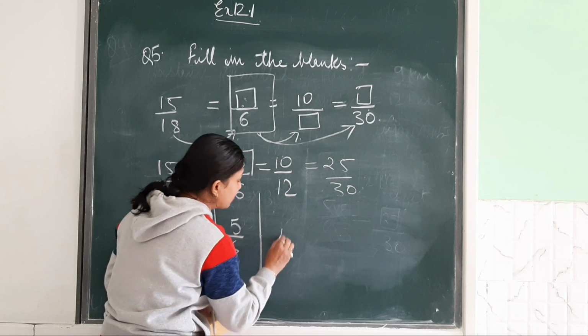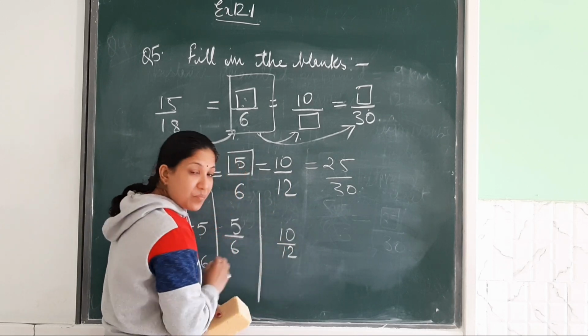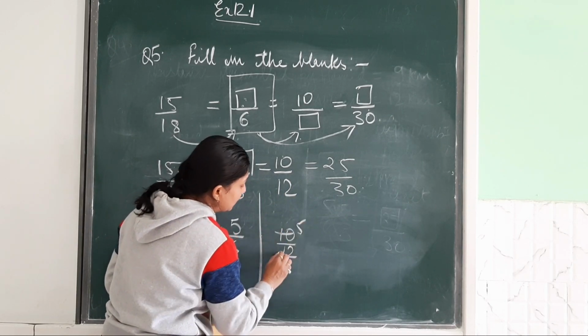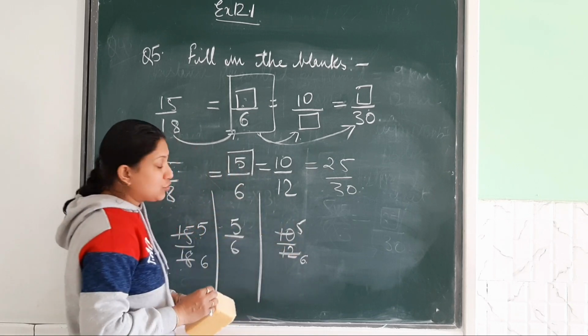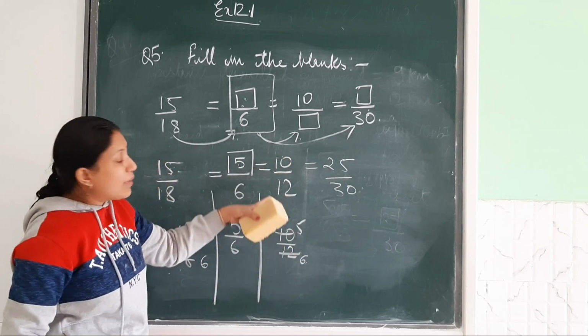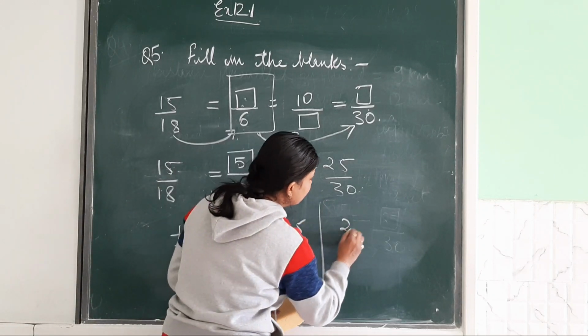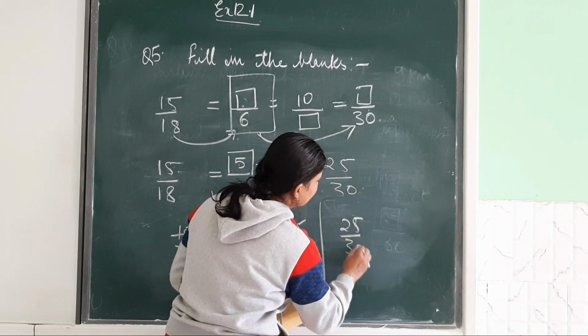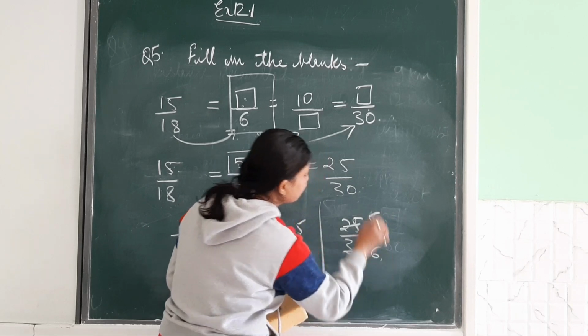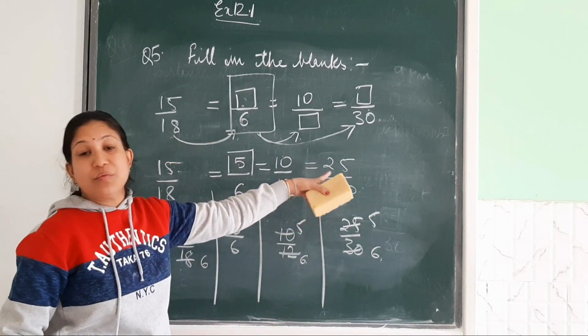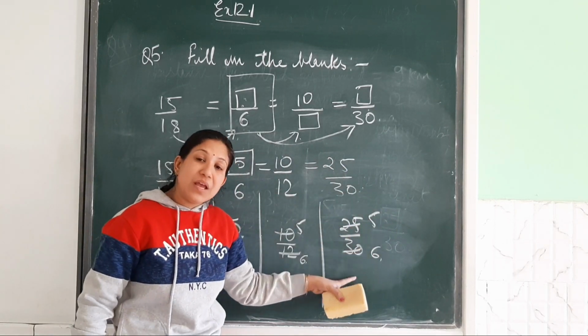Let's check the next number, 10 by 12. So this will be 2 5s are 10, 2 6s are 12. So see, 10 by 12 when you simplify you get 5 by 6. Okay, same number. 25 by 30: 5 5s are 25, 5 6s are 30. So here also when you simplify you get the same number.